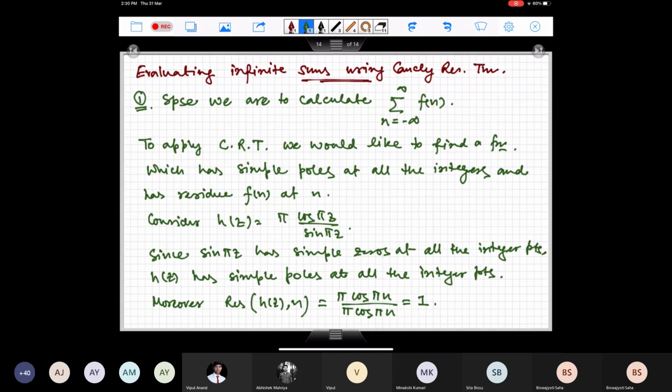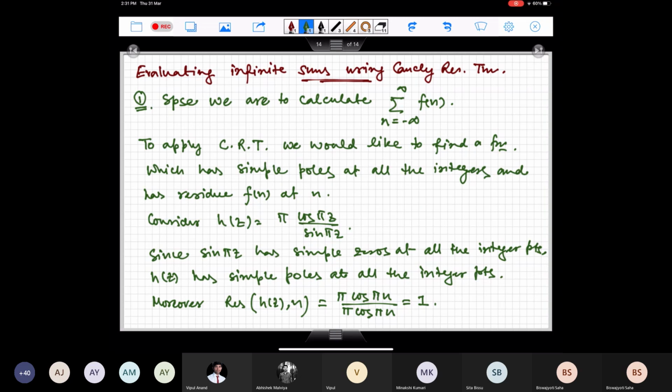Okay, so if that's the case, then what can I say? I can say that suppose I have a nice function. Suppose my f is a nice function, nice in some sense, let's say. Then if I consider the function h times f, that's going to give me as a residue at z equal to n, the residue is going to come out to be f of n.